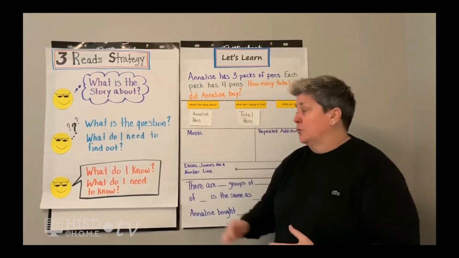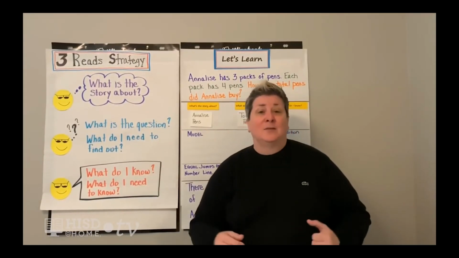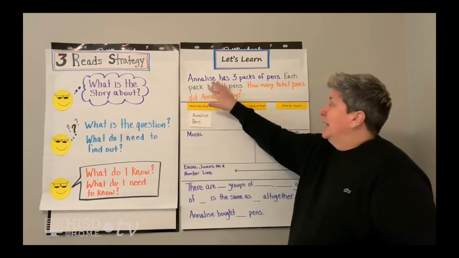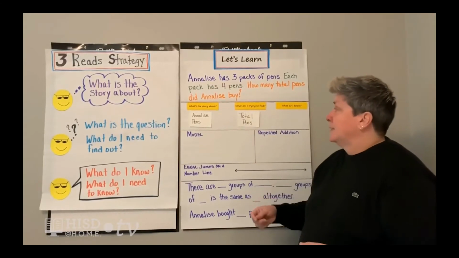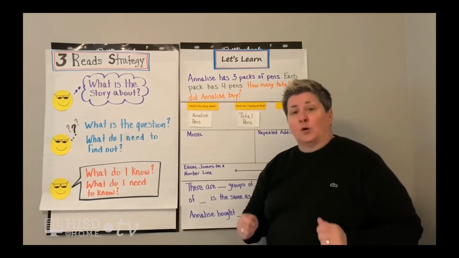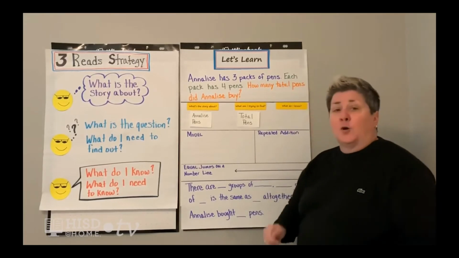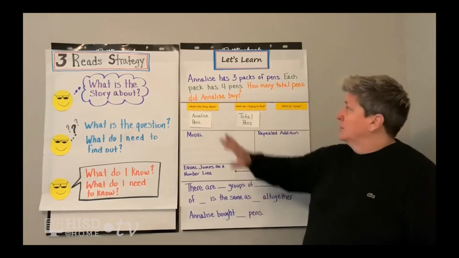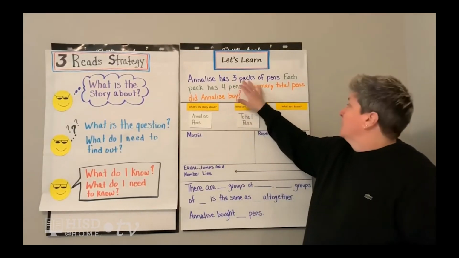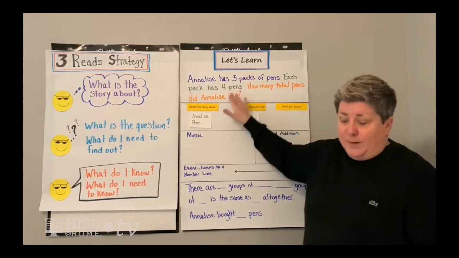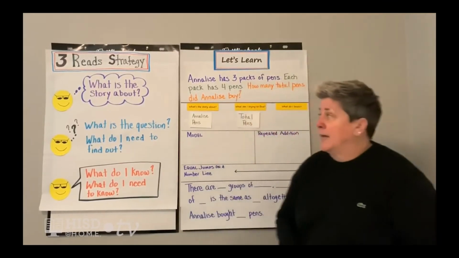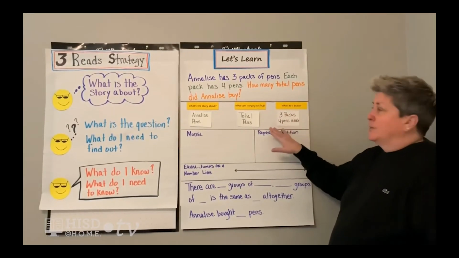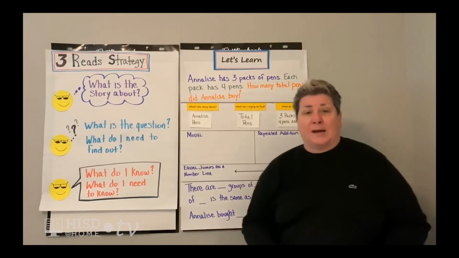And now for our third read. We're going to read this again for what we know. So let's go ahead and get started. Annalise has 3 packs of pens. Each pack has 4 pens. How many total pens did Annalise buy? So what do we know? We know that she has 3 packs of pens, and each pack has 4 pens. So that answers our what do we know question. We know she has 3 packs, and we know that there's 4 pens in each of those packs.